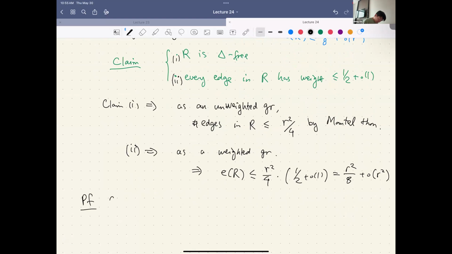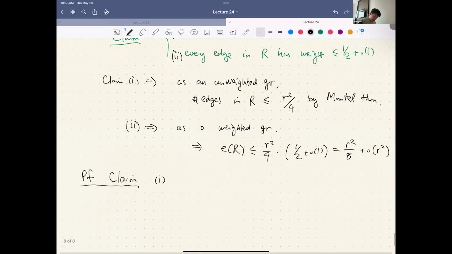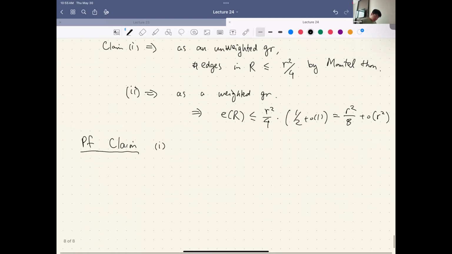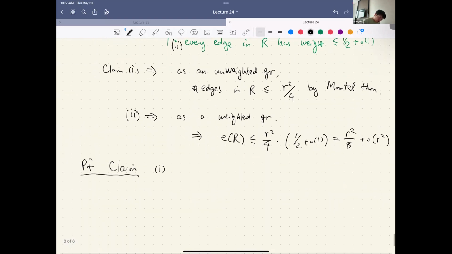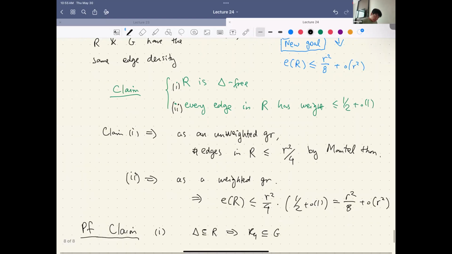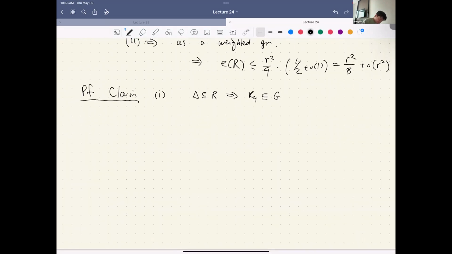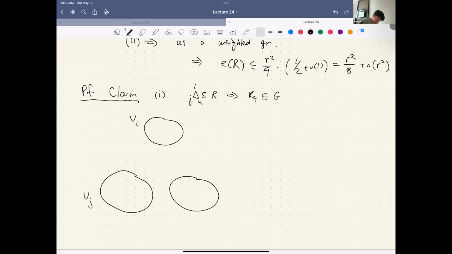Proof of the claim. Let's look at the first part, why it's triangle free. If you have a triangle in R, basically what I want to say is, if a triangle is in R, then K4 is in G, in both cases. We're going to prove this. Triangle in R means what? That means in G, we have 3 clusters, again Vi, Vj, Vk, pairwise regular and dense.